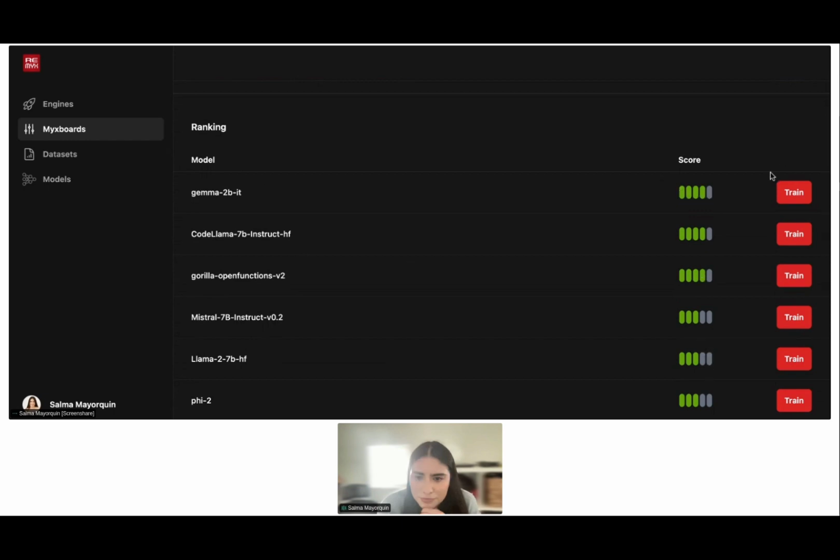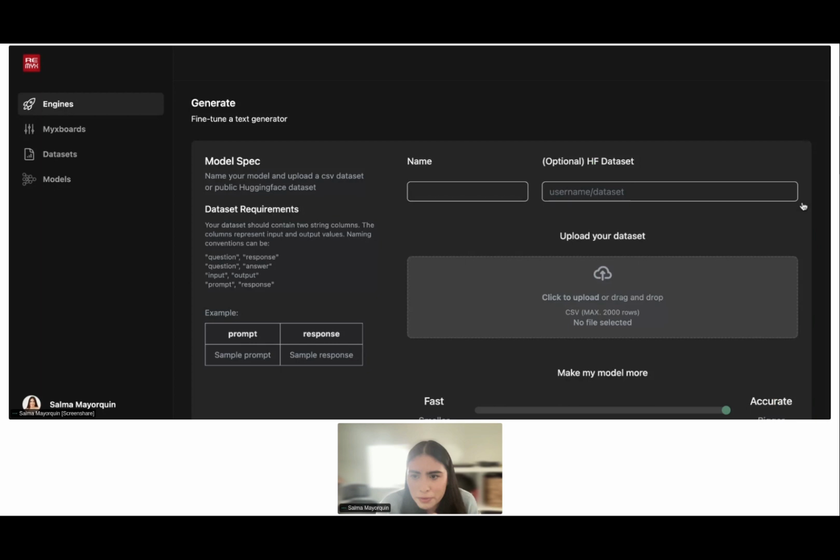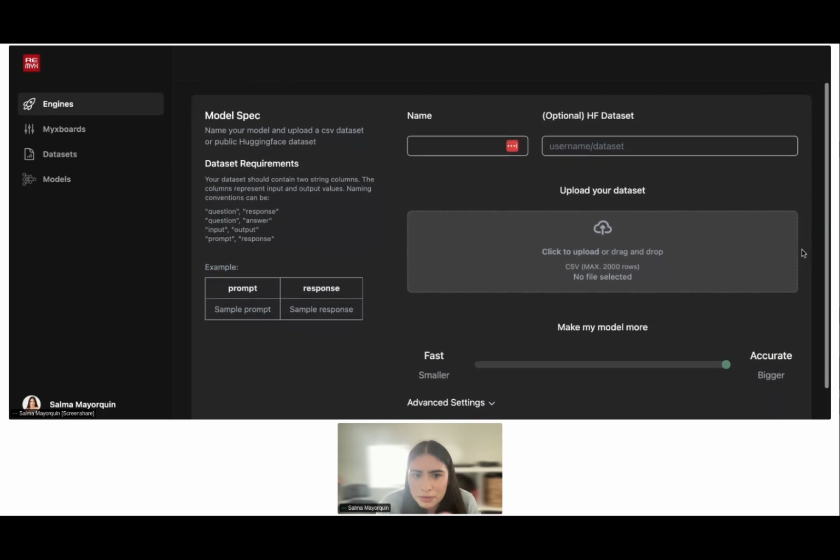If you were on the Remyx platform and you wanted to see which one works best for whatever task you're going for, you could also go ahead and train, and it'll send you over to train a model. But essentially, that's how that works.